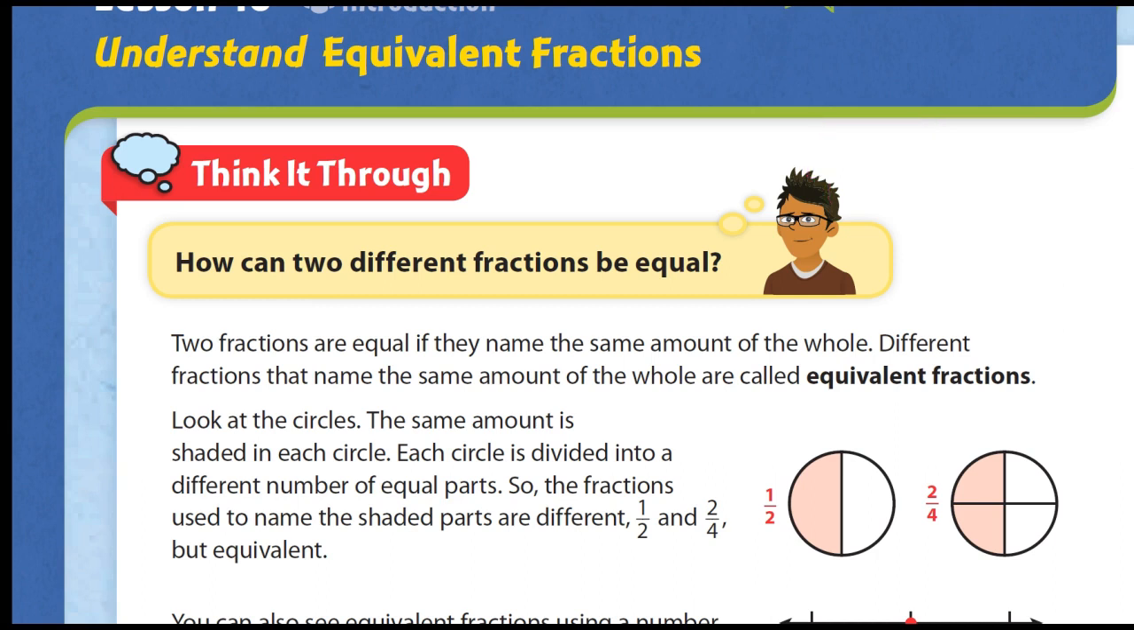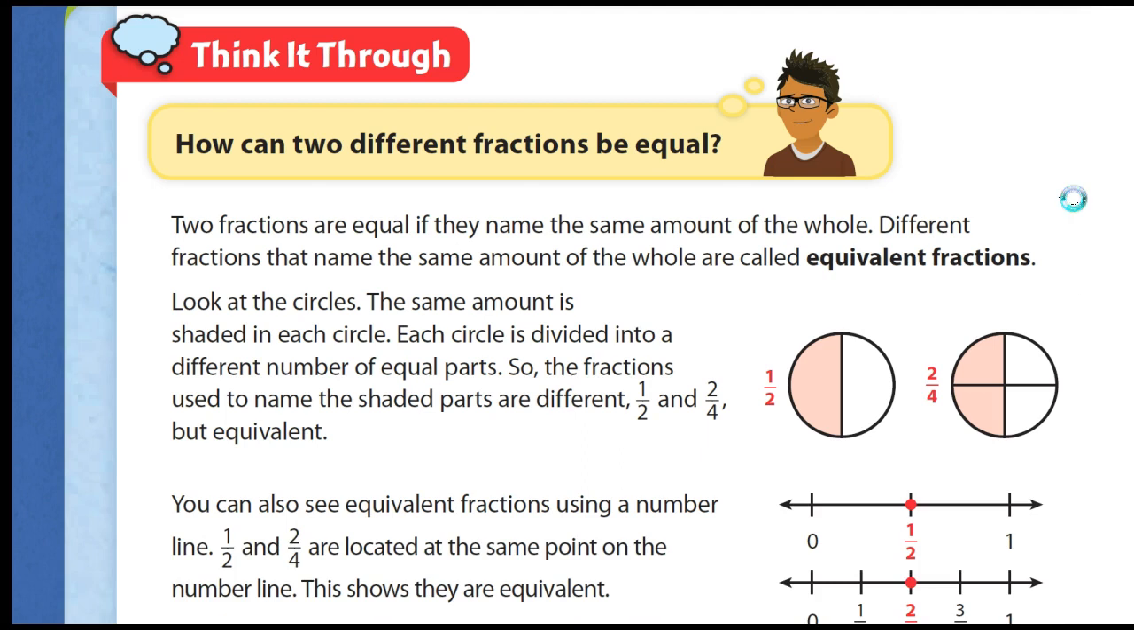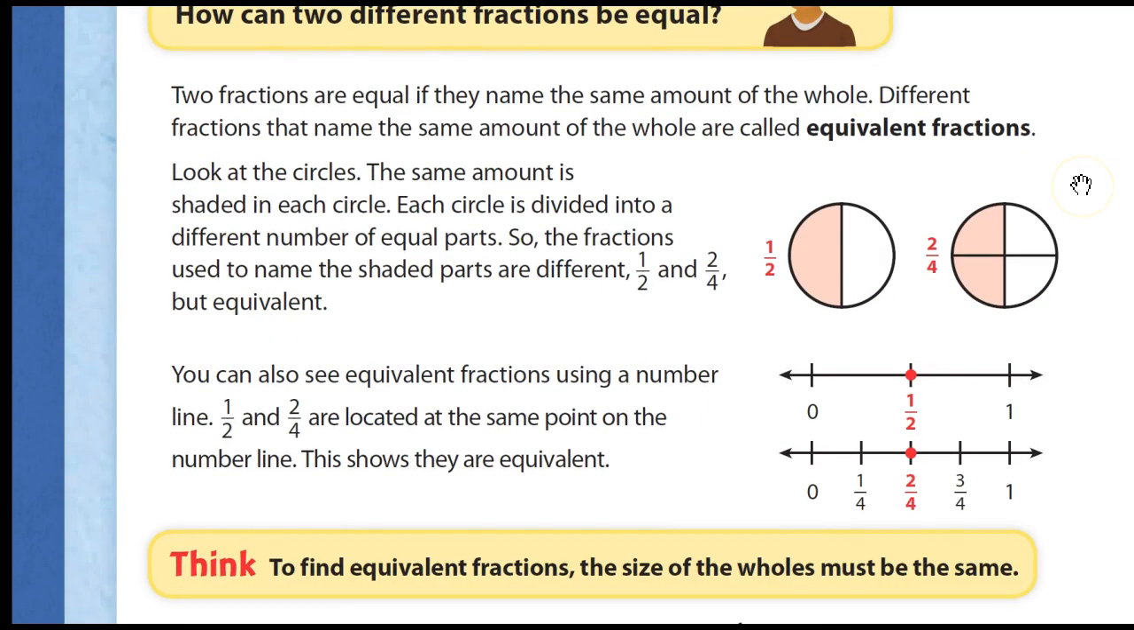It says, how can two different fractions be equal? Well, two fractions are equal if they name the same amount. Here's the example that they give you. Here's a half. In this case, I just cut the circle in half, right? But here's also a half, because even though I cut it into fourths, how much is shaded in? A half. And this also is a half shaded in. It's the same amount. It's just that here you have 2 1/4, and here you just have a half.